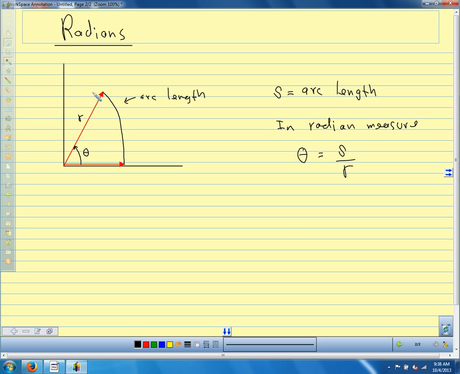1 radian: we define 1 radian as the angle where the arc length equals the radius. So we define 1 radian as the angle that we have to rotate our ray through so that the arc length is the same as the radius of our circle. That's how we define a radian. So 2 radians would be the angle so that our arc length along the circle is 2 times our radius. 3 radians would be the angle where the arc length is 3 times the radius. So this is how we define a radian.